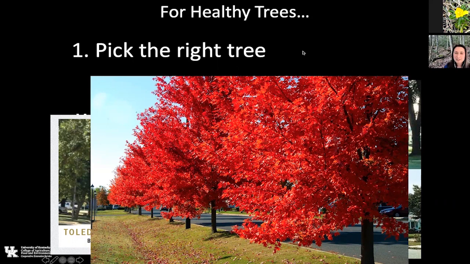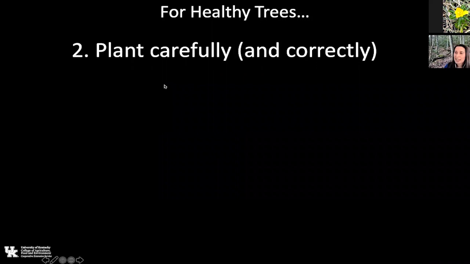All right, next up, planting carefully and correctly. Because there's some strategy, some planning required for planting a tree, and there are lots of different ways that trees come when you get them from the nursery. You might get a bare root seedling, a container grown tree, or a balled and burlapped tree, and they all have slightly different strengths and weaknesses. There's no one right answer, and if people have questions, we can talk about it.